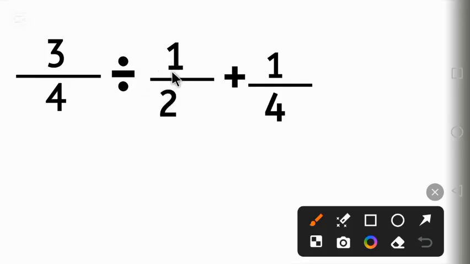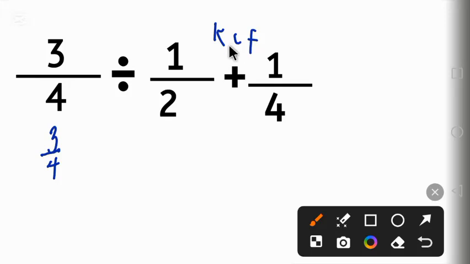When we are dividing fractions, there is a rule that will make it easier for us. That rule is called the KCF rule. Now the K stands for keep. That is, we will rewrite this first fraction again. We rewrite it here, 3 over 4.